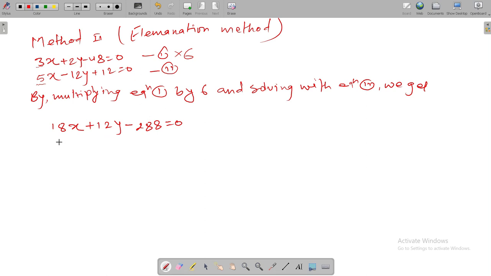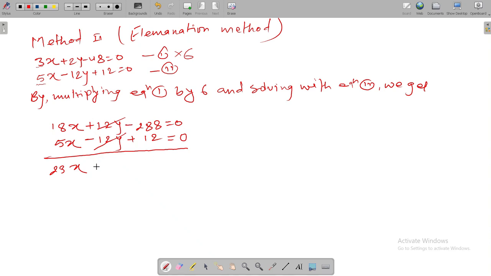And equation second as it is. 5x minus 12y plus 12 is equal to 0. Now this is your new equation. Here we are going to eliminate the y term, and it is easy. Plus, minus, then by adding it will be eliminated. This term is eliminated with this term. Now 18x plus 5x is 23x. This term is eliminated already.